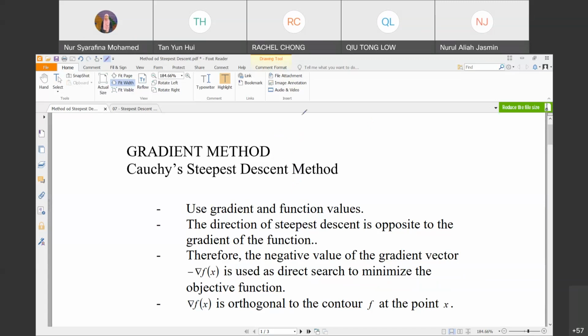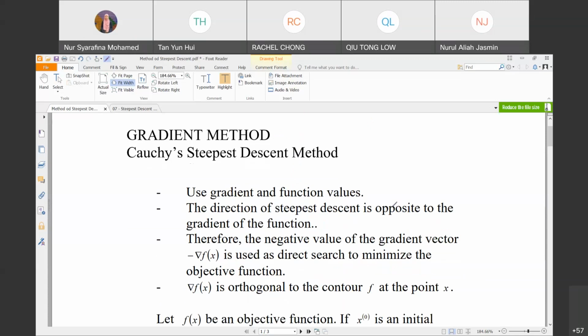So how can it move? That I will explain. This method will use your gradient and function values. The gradient is the derivative of fx. The direction of steepest descent is opposite to the gradient of the function. So if the gradient is like this, the direction is opposite, so that we will have the zigzag movement. All right.